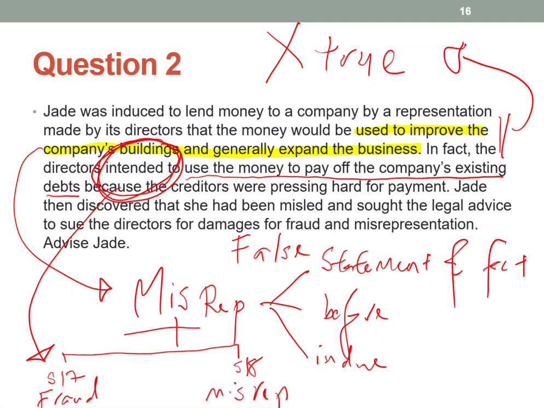And this is fraud. Section 19 says the contract is made voidable in favor of Jade. And since the contract is voidable, Jade is advised to terminate the contract. And once the contract is terminated, Section 65 says Jade can get back her money. You understand? So anyhow, if you want a simple answer, let me share the answer with you. Can I share the answer? Alright? Yeah.